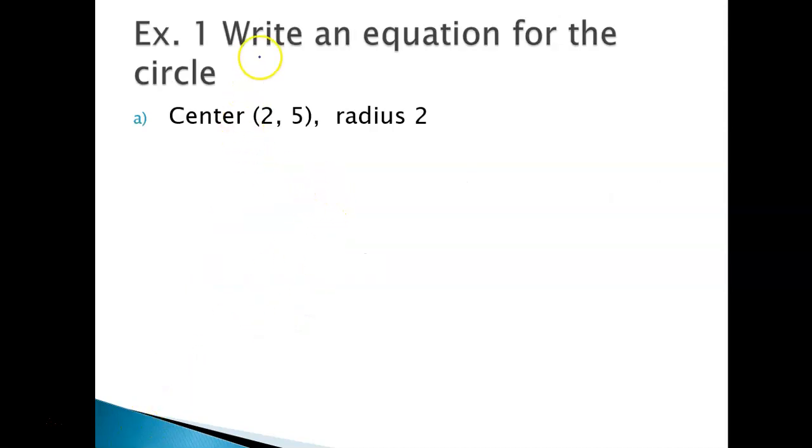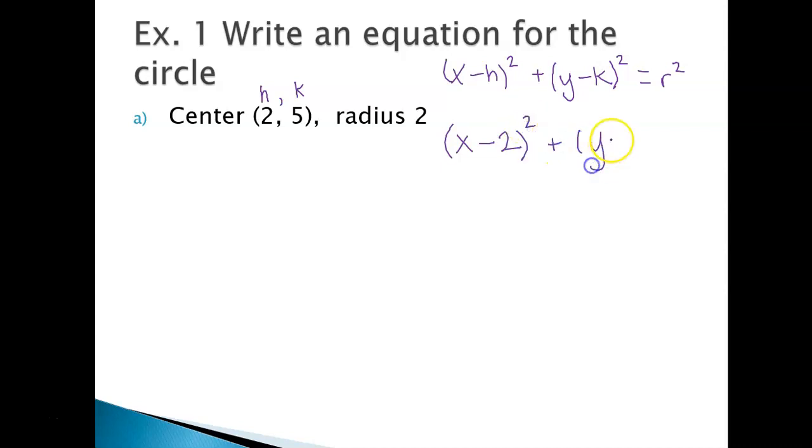So if my center is at 2, 5 and my radius is 2, that means h is equal to 2 and k is equal to 5. Remember, the equation said (x minus h) squared plus (y minus k) squared equals the radius squared. So in this example, it would be (x minus 2) squared plus (y minus 5) squared equals 2 squared. I could write that as 4, that would be fine, but that would be the equation of that circle.